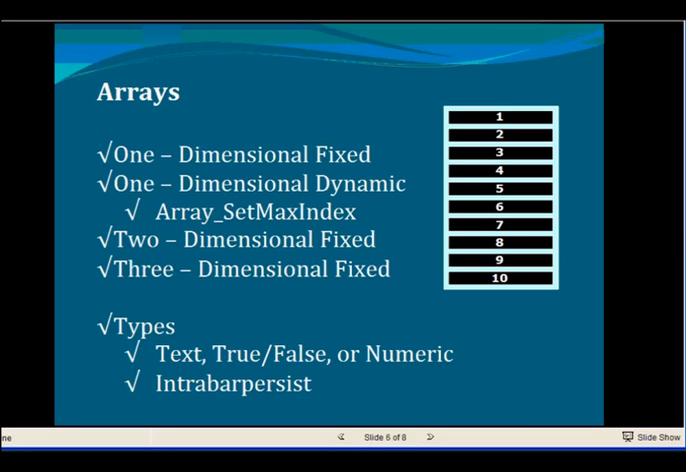And of course, there is a new type of variable called an intra-bar persist variable, which allows variables to hold their values on a tick-by-tick basis. And arrays can also be intra-bar persist arrays. So you can also calculate and store and reference the elements within an array on a tick-by-tick basis using that method.